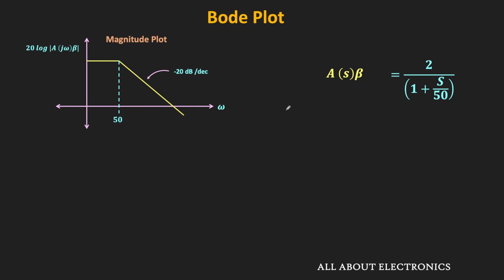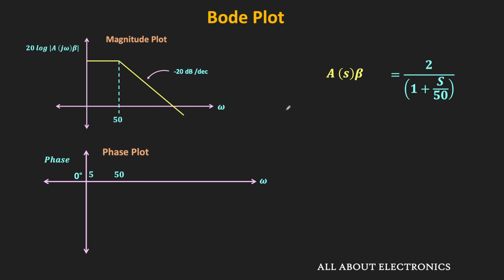As you can see from the expression, here we have no zeros. That means initially the phase shift will be equal to 0, and the first pole will occur at 50 radian per second. So up to 0.1 omega 1, or in this case up to 5 radian per second, we can assume that the phase shift is equal to 0, and from there onwards the phase will start reducing. It will reach approximately minus 90 degree at 10 omega 1, or in this case at 500 radian per second, and the phase shift at 50 radian per second will be equal to minus 45 degree.